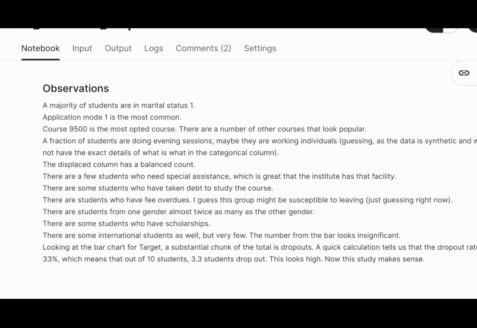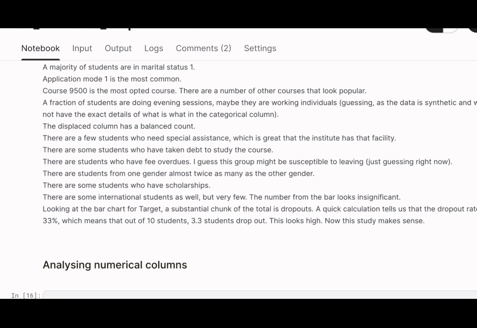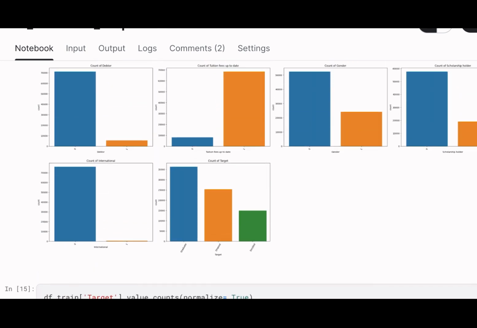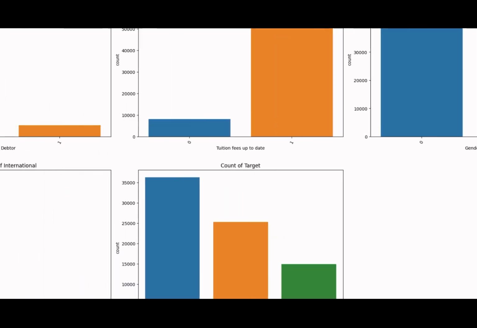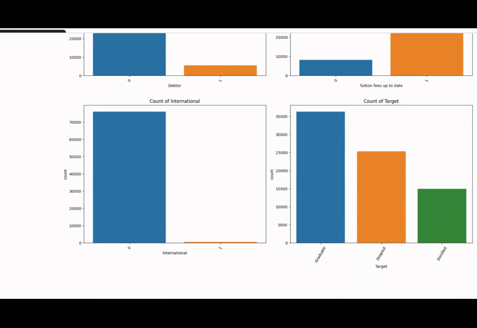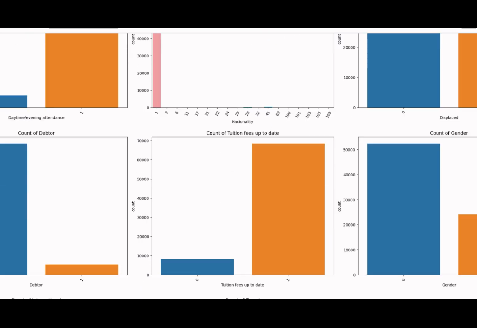Then there are students who would have a special assistance requirement, so that is good for the institute. There are some students who have taken debt to study for the course. There are students who have fees overdues, and we can see from this chart. I don't know which chart it is, but you can see this debtor count. There are some students who have taken loans. There are some international students. There are a handful of students where the tuition fee is not up to date.